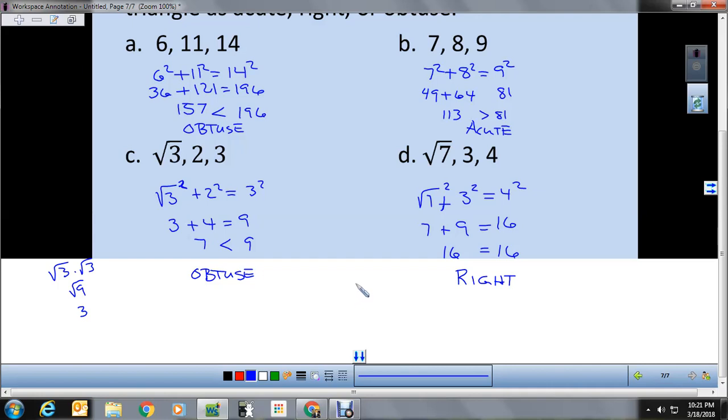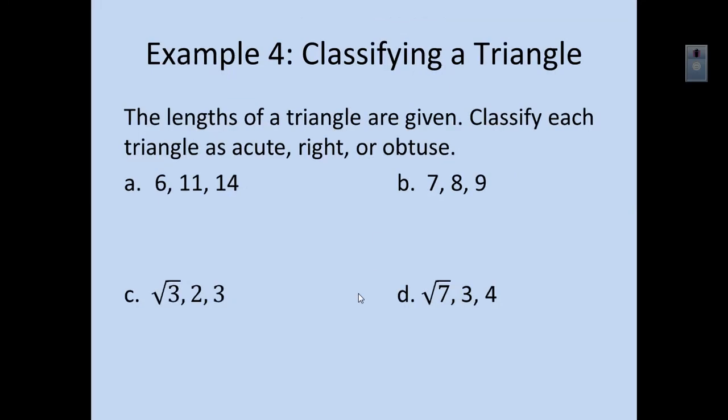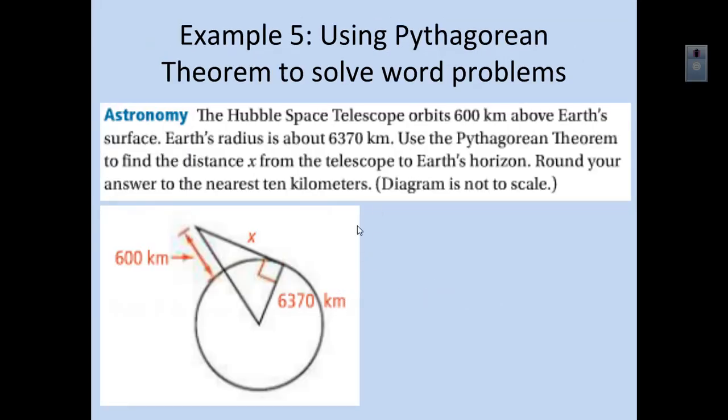All right, let's take a look at a word problem now. Example 5, using the Pythagorean theorem to solve word problems. The Hubble Space Telescope orbits 600 kilometers above Earth's surface. Earth's radius is about 6,370 kilometers. Use the Pythagorean theorem to find the distance x from the telescope to Earth's horizon. Round your answer to the nearest 10 kilometers. Once again, the diagram is not to scale.